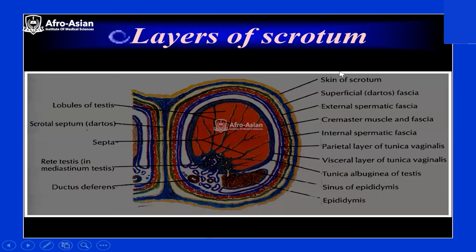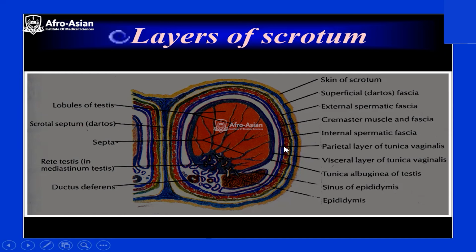Here are these layers. You can see the skin, superficial fascia. Then we have the external spermatic fascia. This is the cremasteric muscle and fascia, internal spermatic fascia. So the cremasteric muscle has an outer layer of fascia which is called external spermatic fascia, and the inner fascia is internal spermatic fascia.